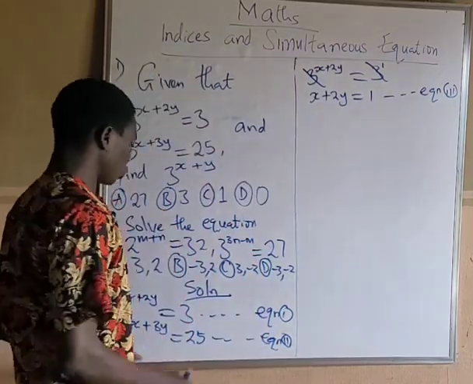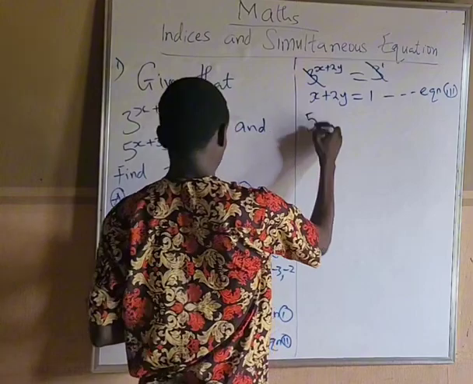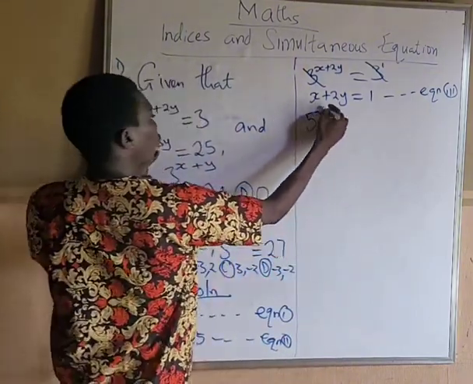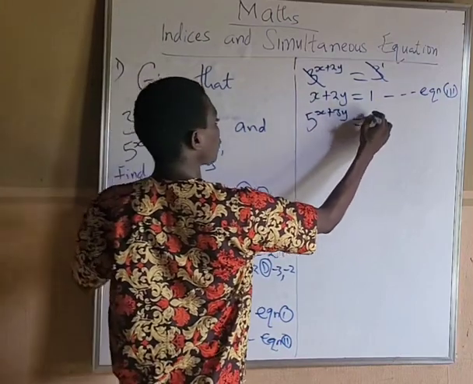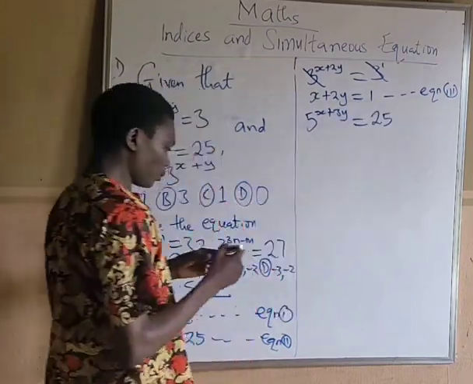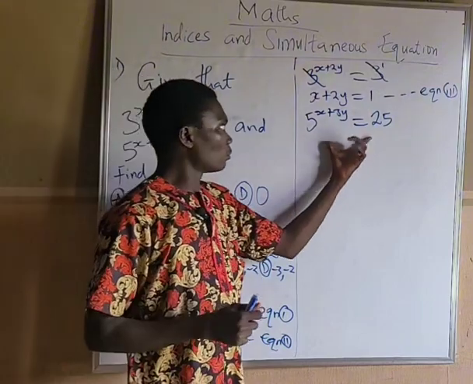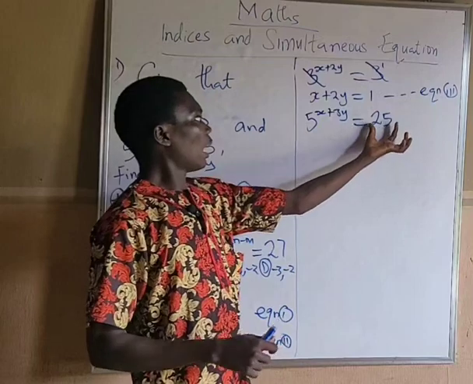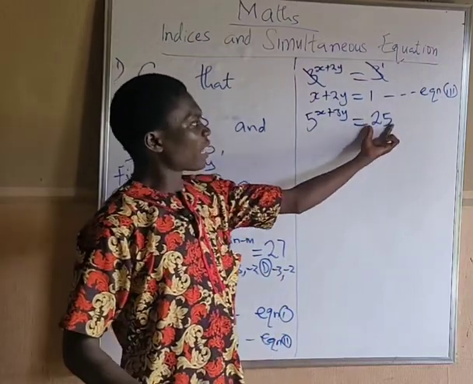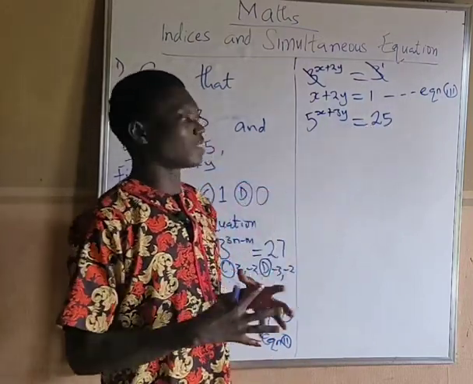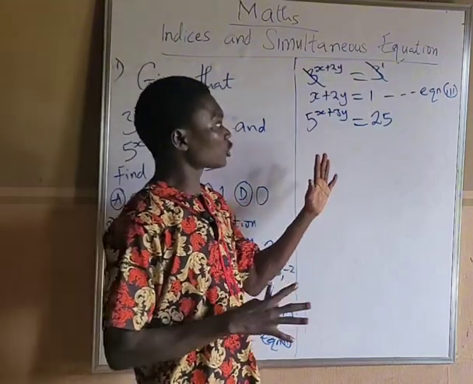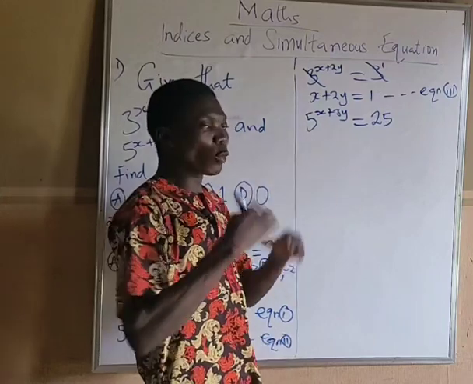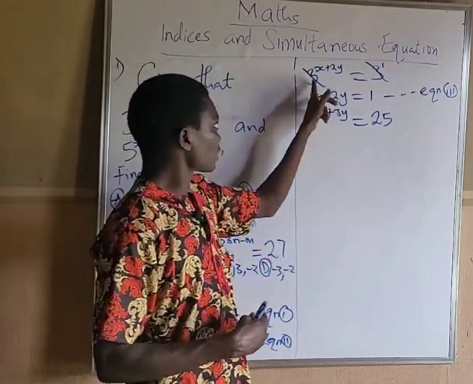So let's simplify equation 2. We have 5 raised to the power of x plus 3y equals to 25. Now, if you look at this, we see that we have the base here and the power here. For this one too, we can further break it down. What we are trying to do is check whether we can have a base that will be equal to this base, so they can cancel out each other, just the same way we did here.